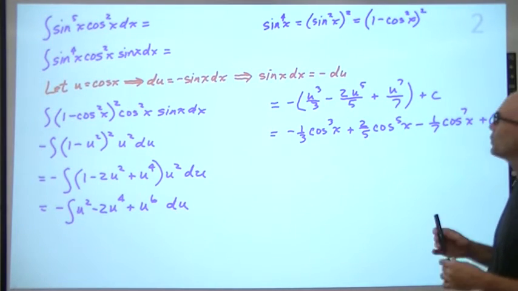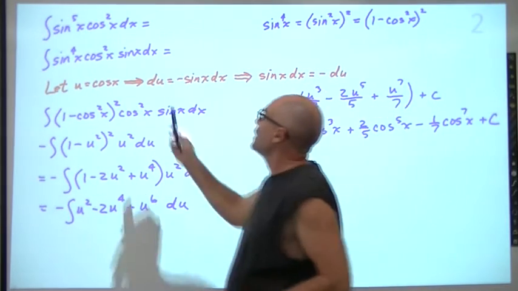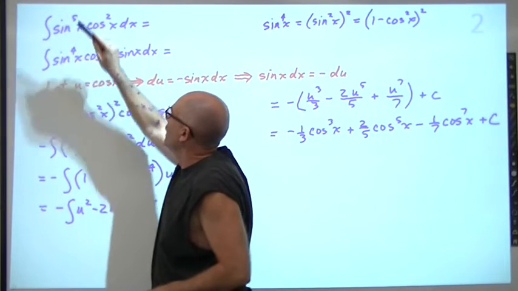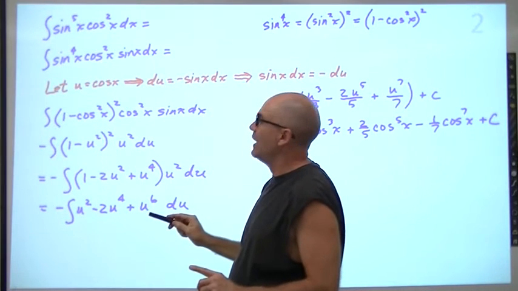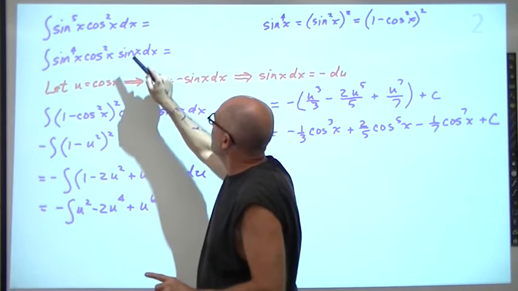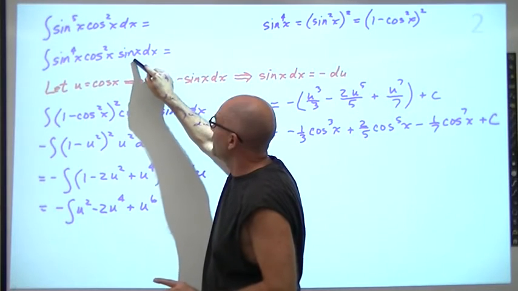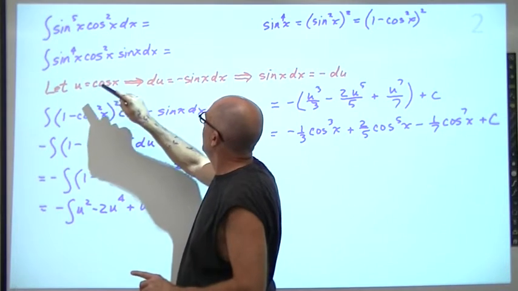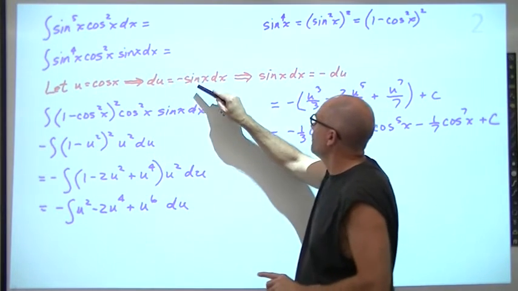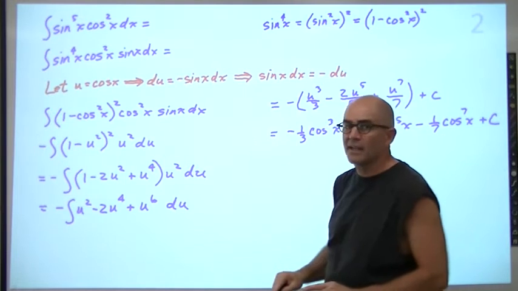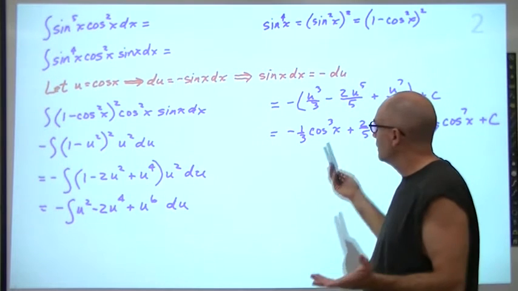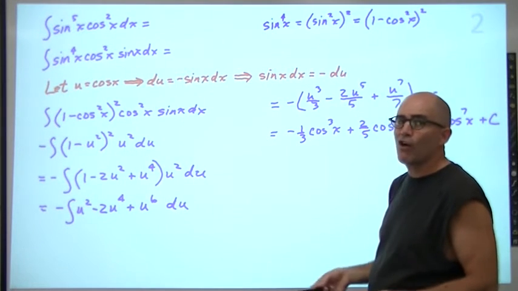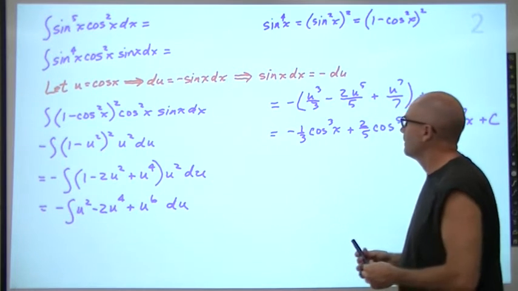Okay, so that's it. You notice I saw an odd exponent for sine, and so I squirrel away one of those sines, and then I make u cosine, so du becomes my negative sine dx. And then the rest, it's like falling off a log. Okay, cruising onward.